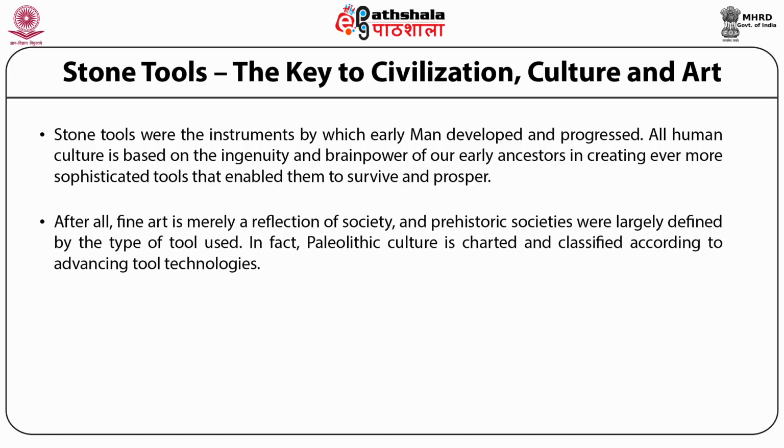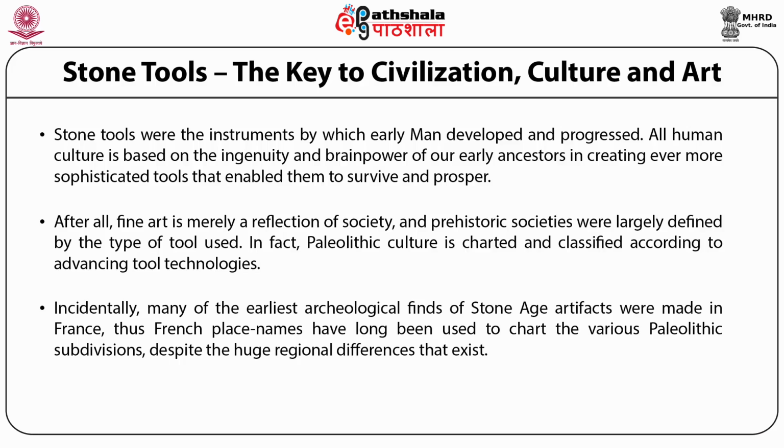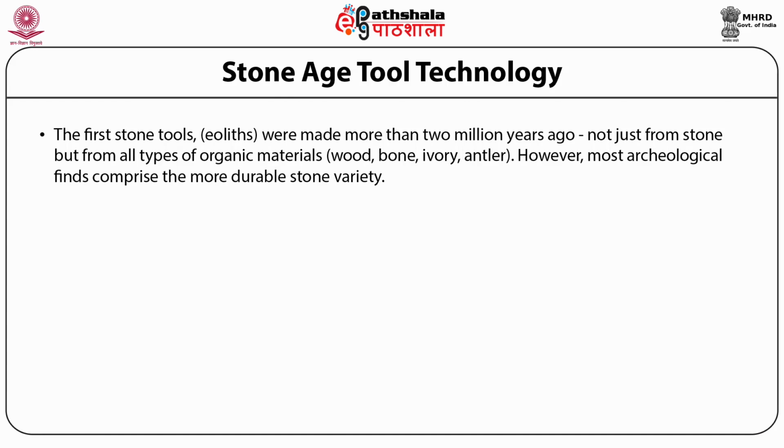All human culture is based on the ingenuity and brain power of our early ancestors in creating ever more sophisticated tools that enabled them to survive and prosper. After all, fine art is merely a reflection of society, and prehistoric societies were largely defined by the type of tool used. In fact, Paleolithic culture is charted and classified according to advancing tool technologies. Incidentally, many of the earliest archaeological finds of Stone Age artifacts were made in France, thus French place names have long been used to chart the various Paleolithic subdivisions despite the huge regional differences that exist. The first stone tools, eoliths, were made more than 2 million years ago, not just from stone but from all types of organic materials: wood, bone, ivory, antlers. However, most archaeological finds comprise the more durable stone variety.